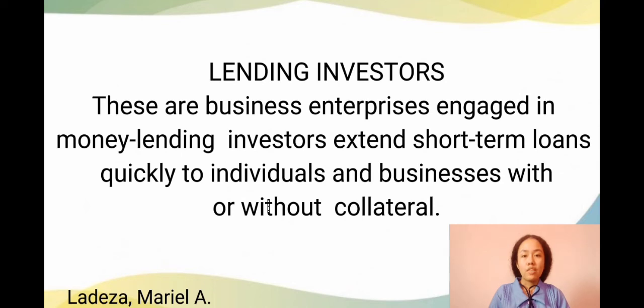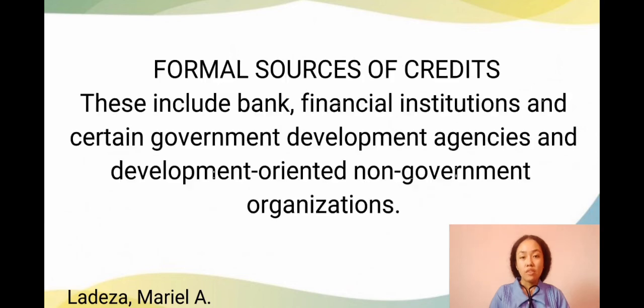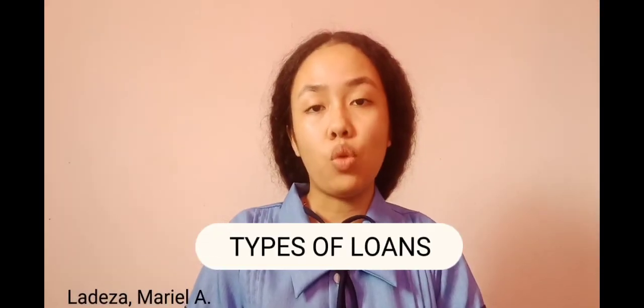Number 4 is lending investors. A lending investor finds people with money and matches them with people who need money and are willing to pay a certain rate of interest for it. 5 is formal sources of credit. They are called formal sources of credit because they have the legal authority or mandate to lend money to individuals and businesses. Here are the types of loans.